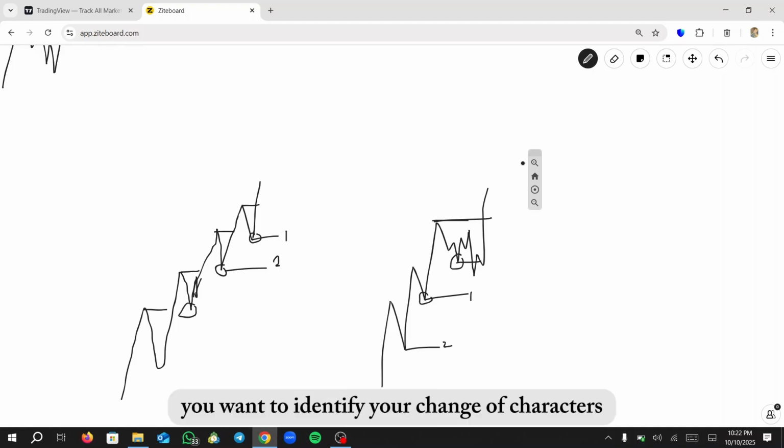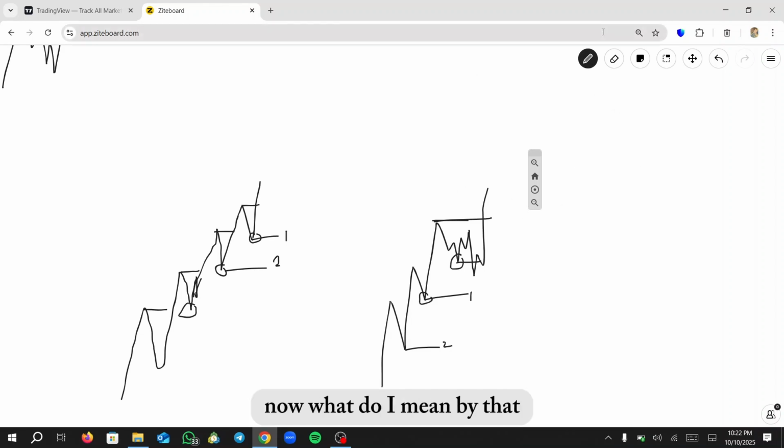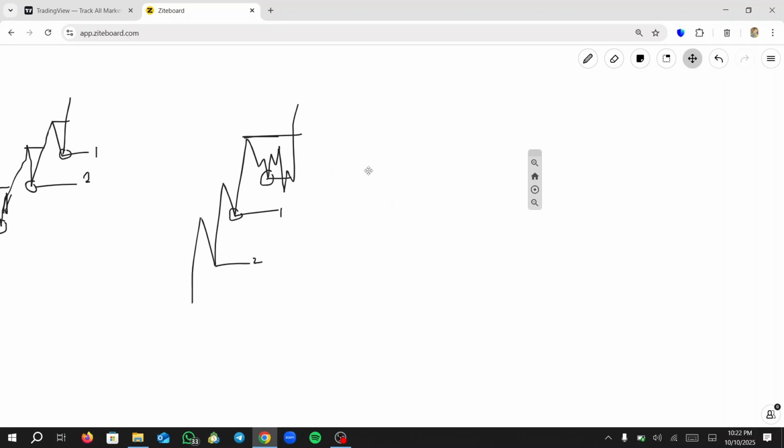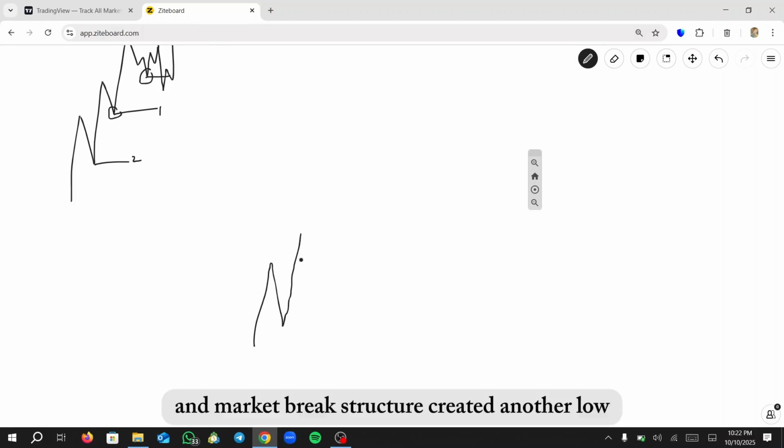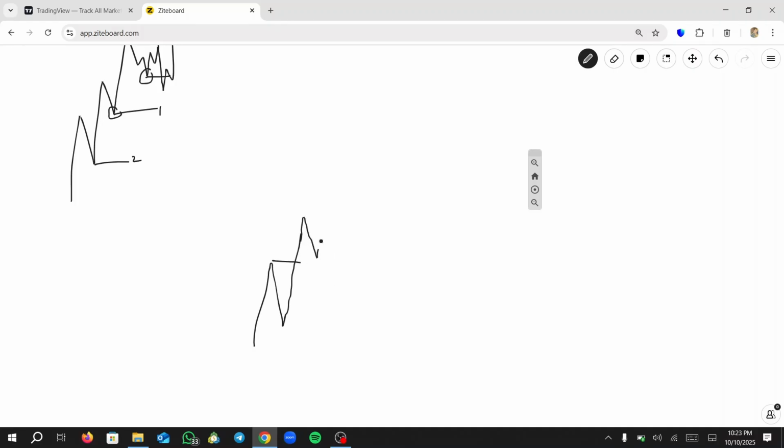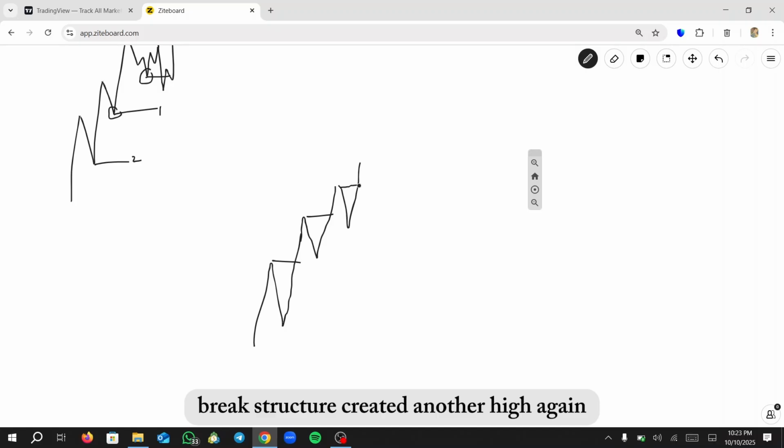Now let's go back to what I was explaining. Whenever you want to identify your change of character on the lower time frame, you have to know how to use a double break of structure. What do I mean by that? In a case where we have a high, then the market breaks structure and creates another low, the market reverses again, creates another break of structure and creates another high again. Now this is our structure 1.